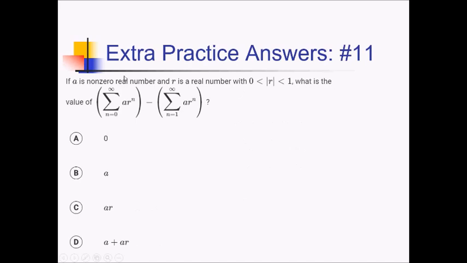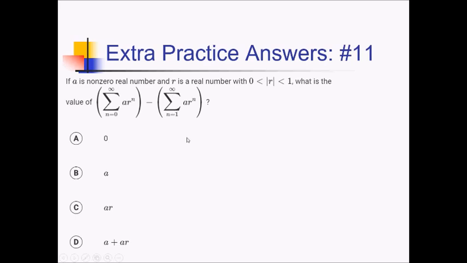For this problem, we're told a is a non-zero real number and r is a real number such that r is between 0 and 1, which is basically telling us that these series are both going to converge to some kind of real number. So we want to know the value of this series from 0 to infinity minus essentially the same series but from 1 to infinity instead.